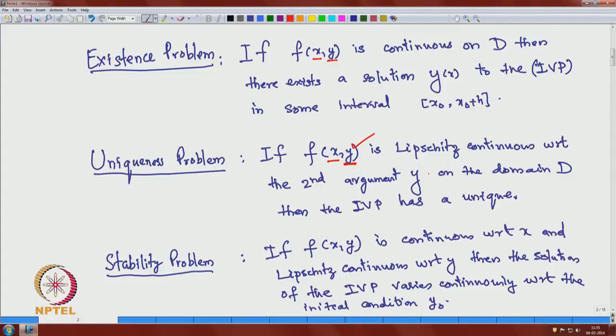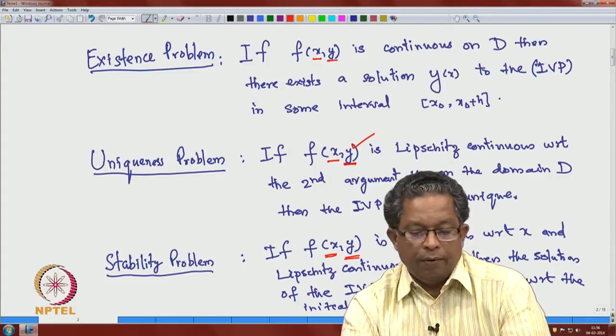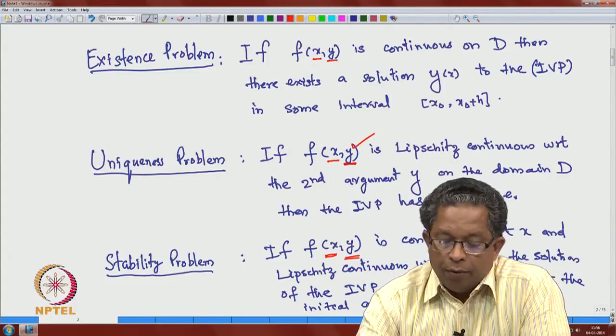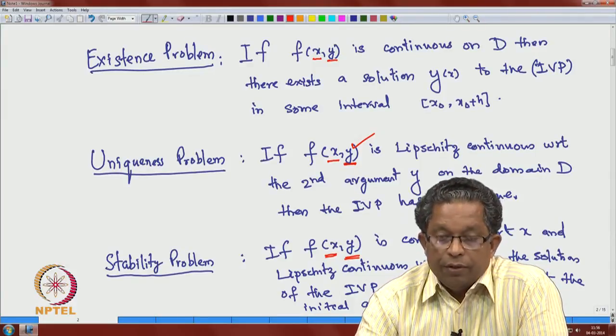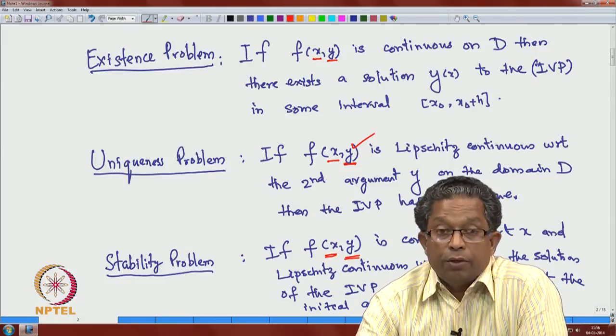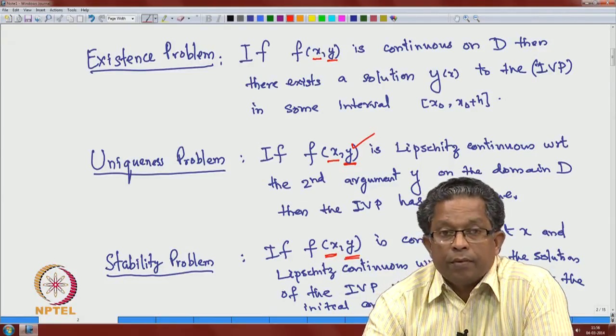Okay, and the stability, the continuous dependence of the solution on the initial condition y0, is also guaranteed if f is Lipschitz continuous with respect to y and continuous with respect to x. And we will show it. And for Lipschitz continuity, we have already seen the definition and examples of a Lipschitz continuous function in the preliminaries.